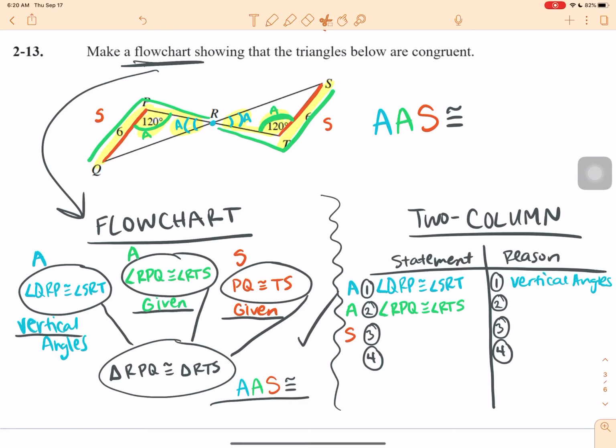All right, so then for this one, we have PQ is congruent to TS.